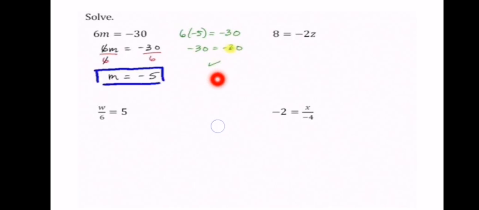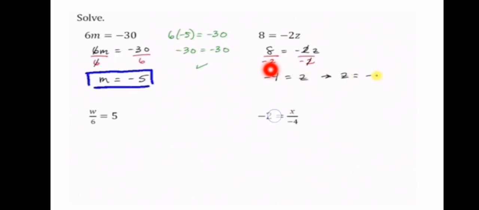Let's see another question. Here we have 8 equals negative 2z. Also it's a multiplication equation because z is multiplied by negative 2. What is the inverse operation of it? It's division. I will divide by what? I will divide by the number that comes with the variable. So I will divide by negative 2 on both sides to keep it balanced. Divide by negative 2 here, divide by negative 2 here.